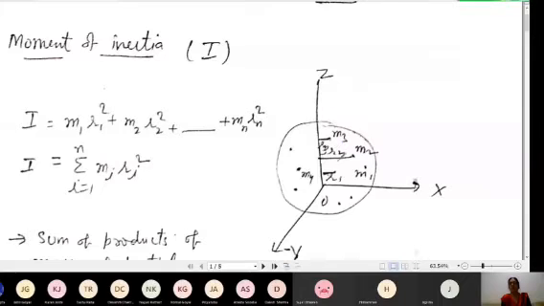So these are the perpendicular distances, and when I want to find the moment of inertia of this rigid body, I have to add the product of the mass of each particle and the square of its perpendicular distance from the axis of rotation. So the moment of inertia I equals m1 r1 square plus m2 r2 square plus, and so on, mn rn square. Or I can say I equals the sum of mi ri square.